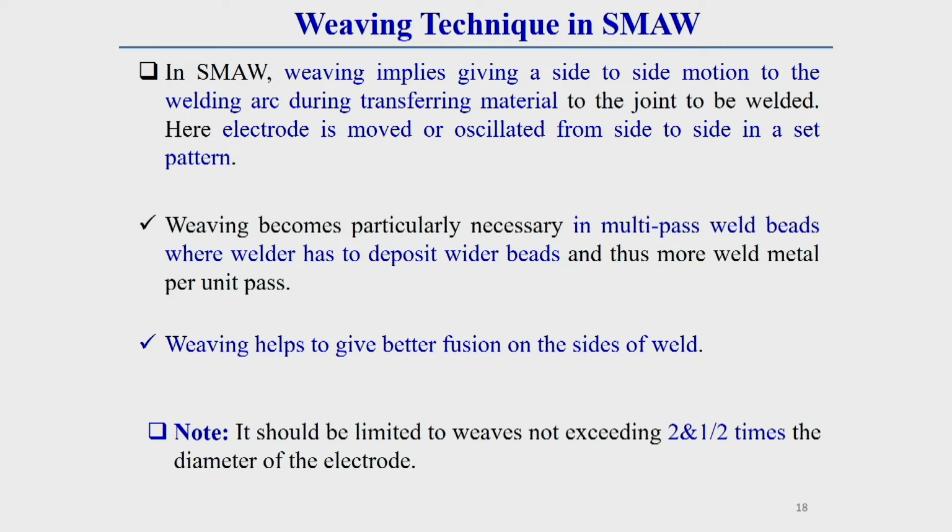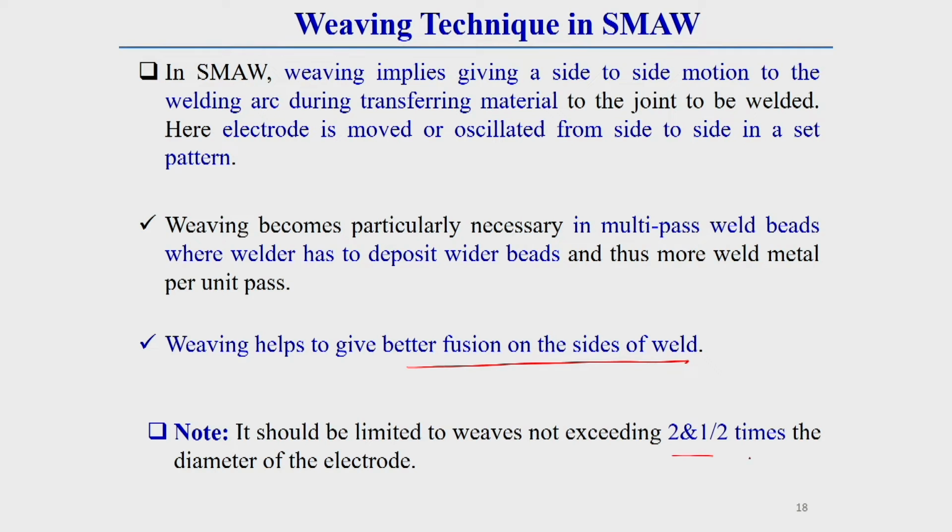Weaving helps to give better fusion on the side of the weld. It not only widens the weld bead, it also gives better fusion on the sides of the weld bead. One thing you should keep in mind is that the weaving width in a welding operation should not exceed 2.5 times the electrode diameter.